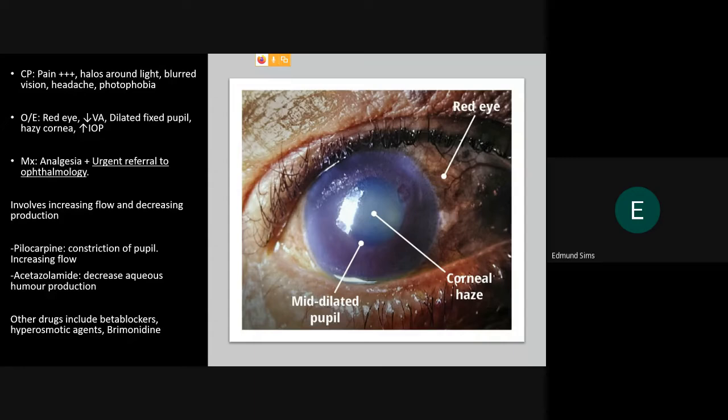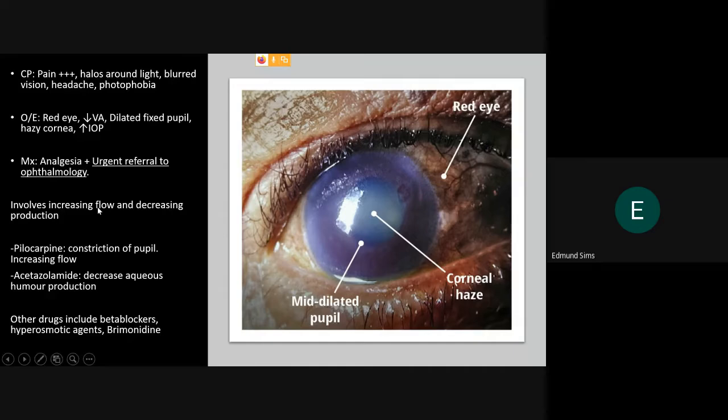And the actual treatment of the condition involves increasing the flow of the aqueous humour and then decreasing the production. So all the drugs that we give for glaucoma really just work via those two mechanisms.